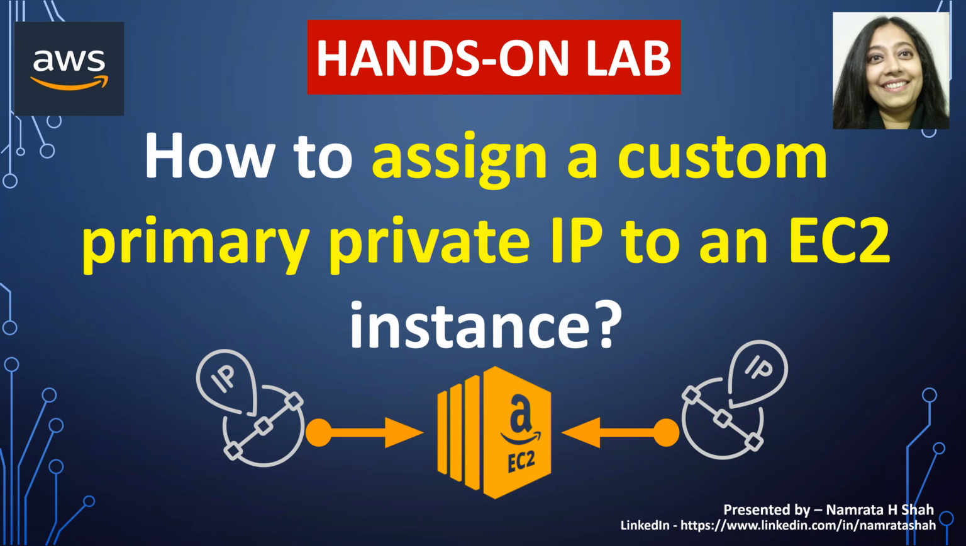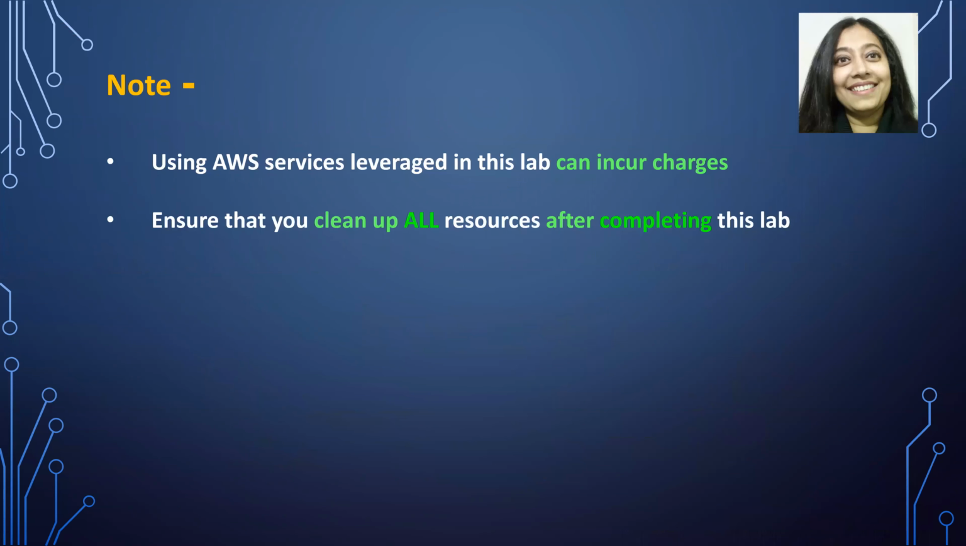In our lab today, we will learn how to assign a custom primary private IP to an EC2 instance. A couple of things to keep in mind before we proceed further ahead. Using AWS services leveraged in this lab can incur charges. Hence, ensure that you clean up all resources after completing this lab.